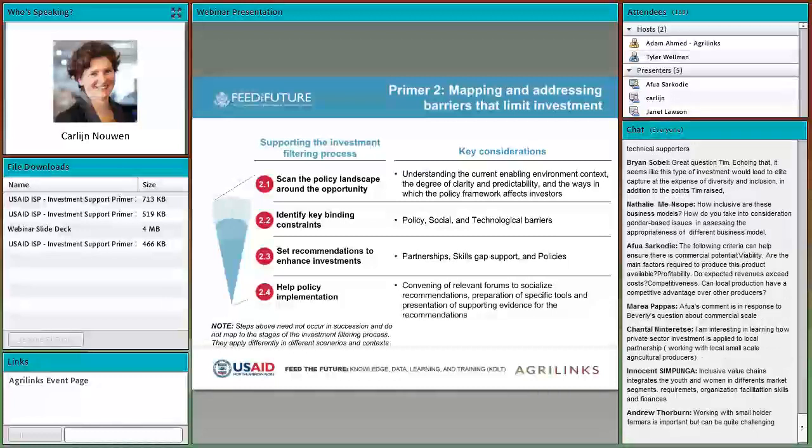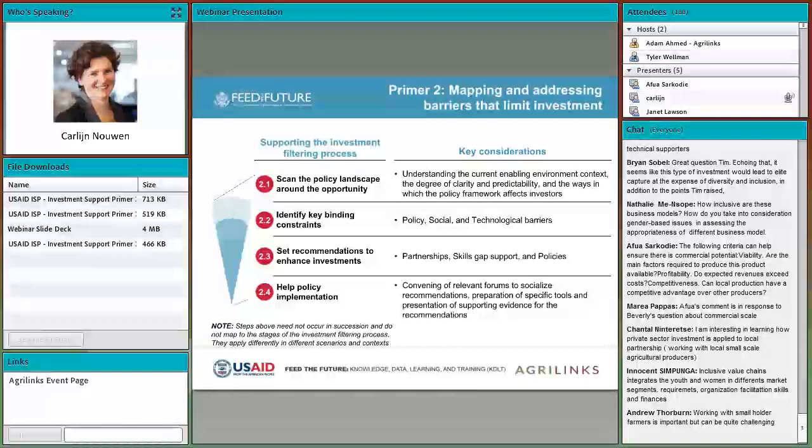Only look at the things that truly stand in the way of unlocking this. So there may be many things that could make it better, but what is the one thing that really stands in the way of unlocking this? Then based on that, you can set recommendations to overcome that and enhance investments. And importantly, don't stop at the recommendation stage. We probably many of us know working on these topics, the theoretical questions have been answered many, many times, but it often breaks down in the implementation. So it is important to actually see that through.